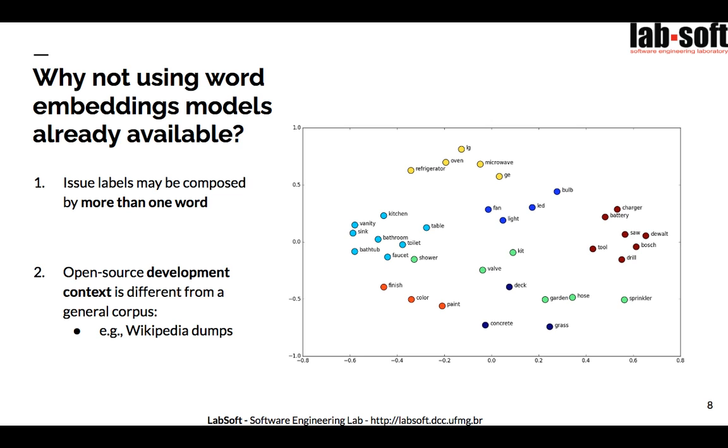Why not use word embedding models already available on the internet? First, issue labels may be composed of more than one word. Second, the open source development context is different from a general corpus, for example, a Wikipedia dump.